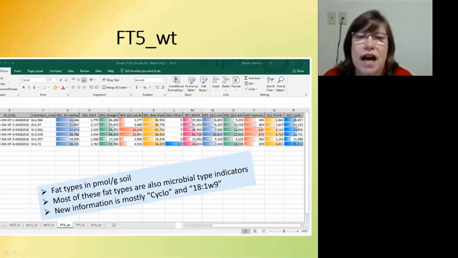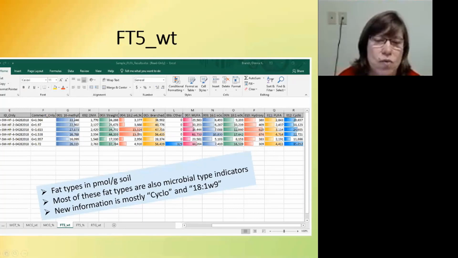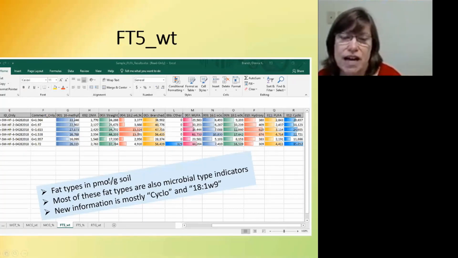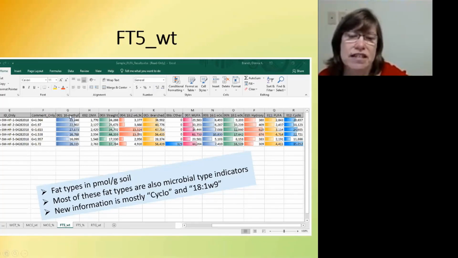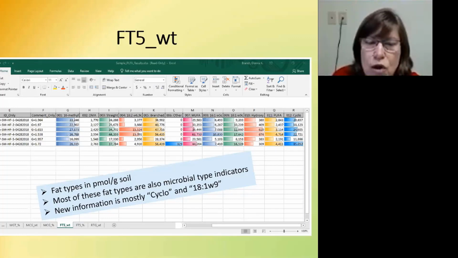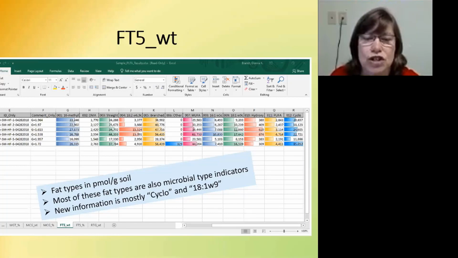Okay, so the next groupings we have is the fat types. Now, this looks like a lot more information, but you do need to consider that some of these fat types, or most of these, are also microbial type indicators. Like the 10-methyls, those are the actinos. Something that I didn't bring up before, we found out several years into this that the extraction we're using doesn't allow us to look at aerobes, and those are indicated by the DMAs. So I have not used the color bars on those, so just ignore those values.